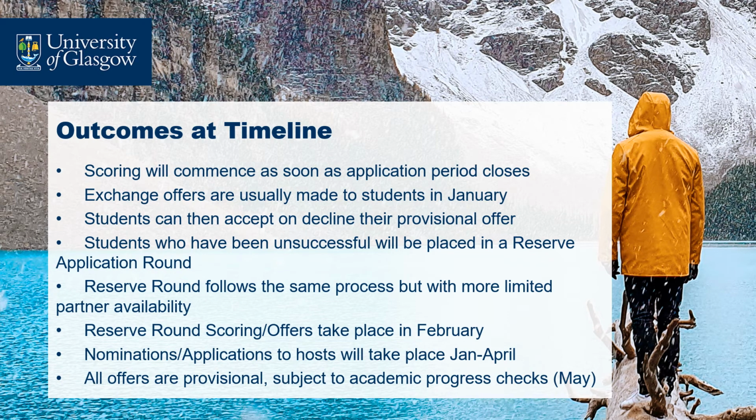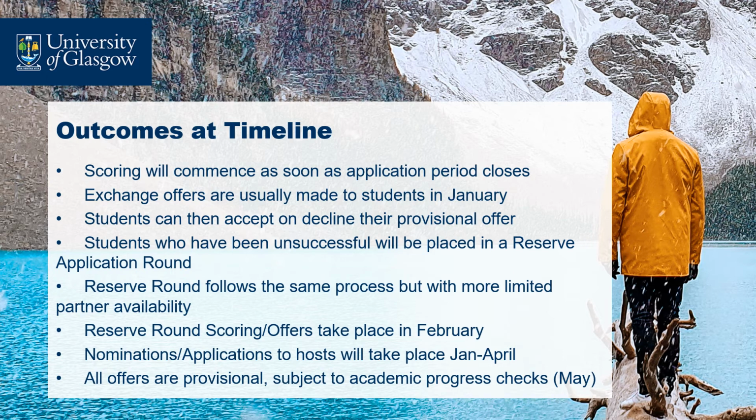The usual application timeline is as follows. Applications close in early December, at which point the scoring and allocation process begins. Students are normally notified of their provisional exchange offer in early to mid-January. Students can then accept or decline their offer on the system. If you decline your offer, you will not be given another opportunity to apply.